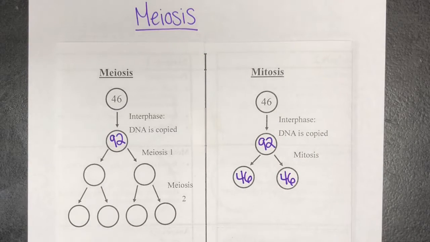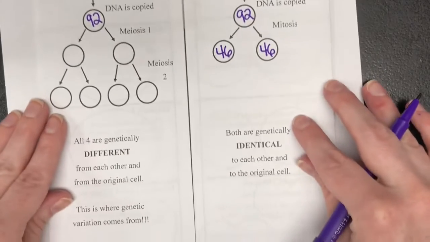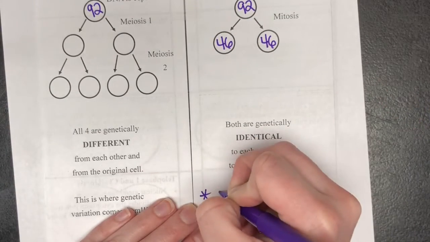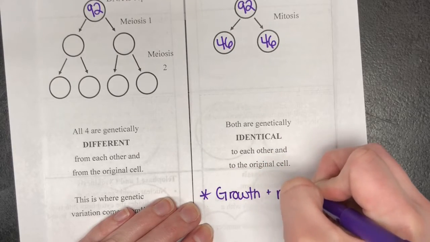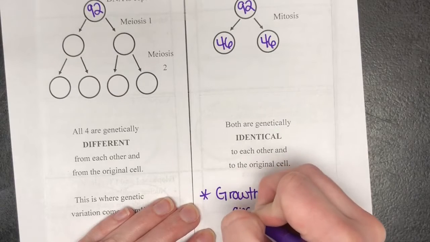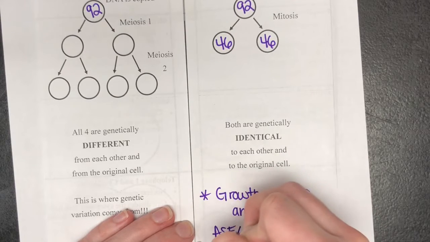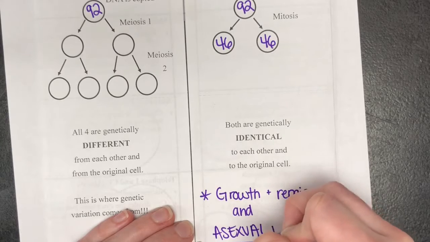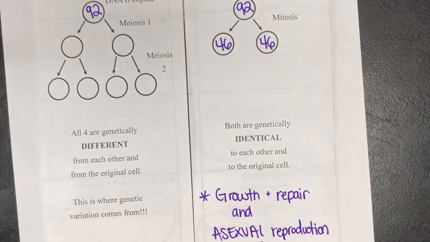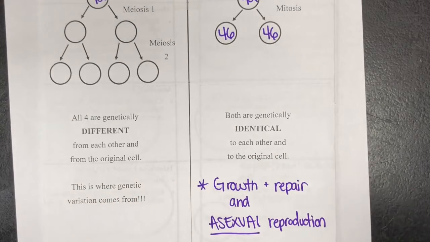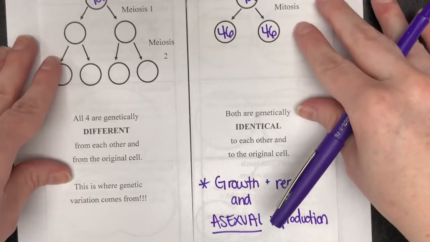So remember, mitosis, its purpose is growth and repair and asexual reproduction. Okay? And so mitosis ends up from one parent cell, two cells are created that are genetically identical. It is used for growth, repair, and asexual reproduction.